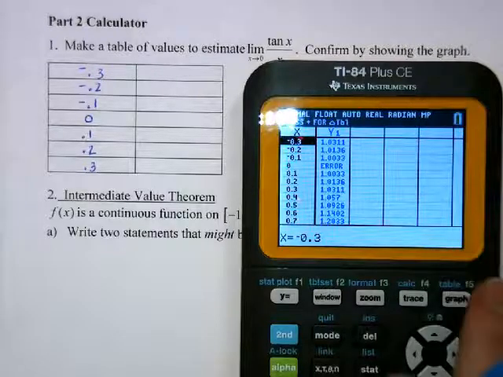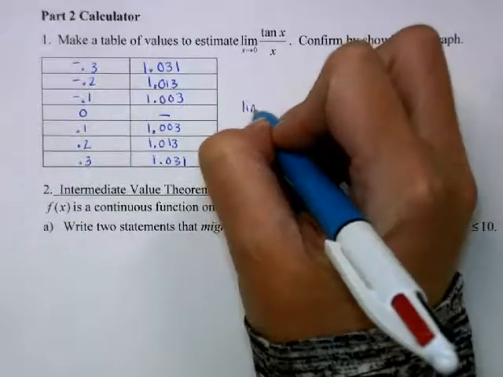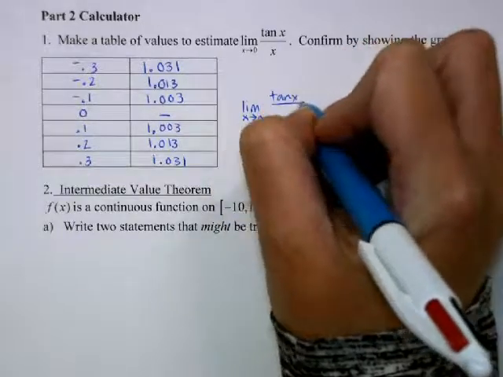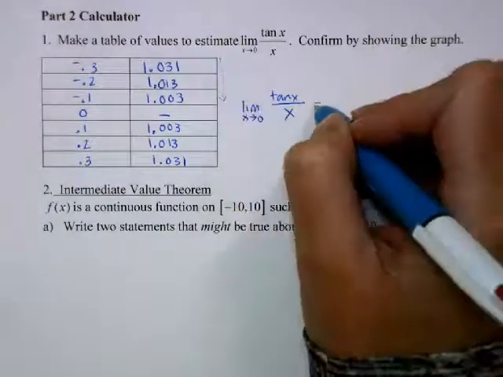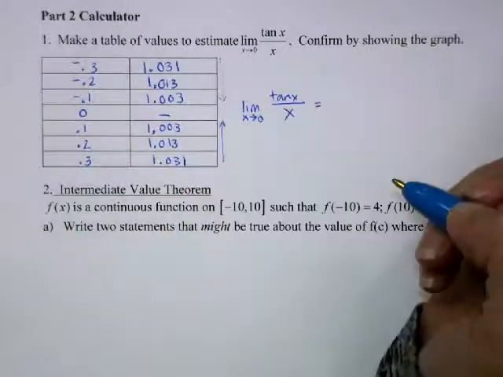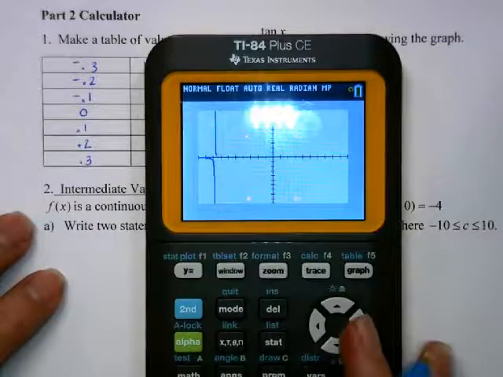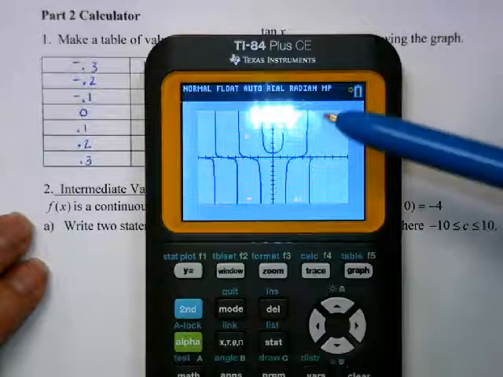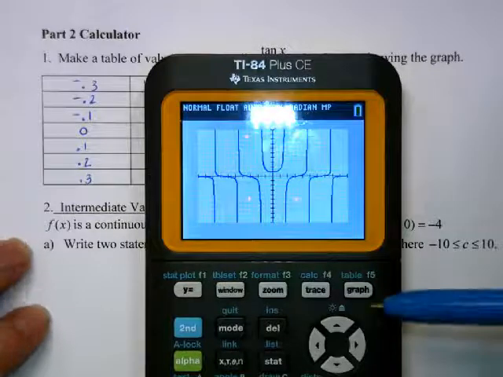So we're going to look at the table to determine what's happening here. Well, these values appear to be approaching 1, and these values appear to be approaching 1. So since those are the same, we say that that limit is probably 1. And if we go to the graph, okay, sure enough, at 0, it's approaching 1. It's going to be undefined there, because if I plug in 0, we get a 0 in the denominator. But the graph confirms it.